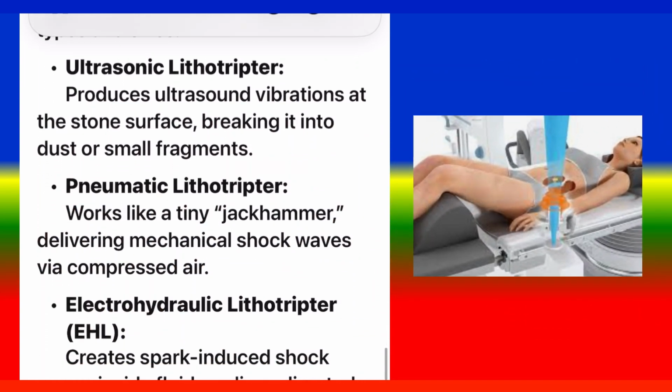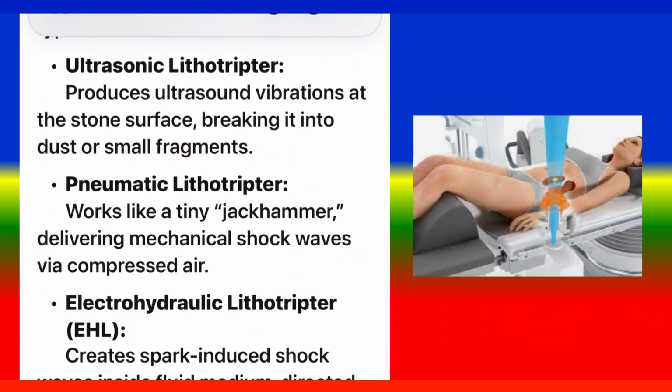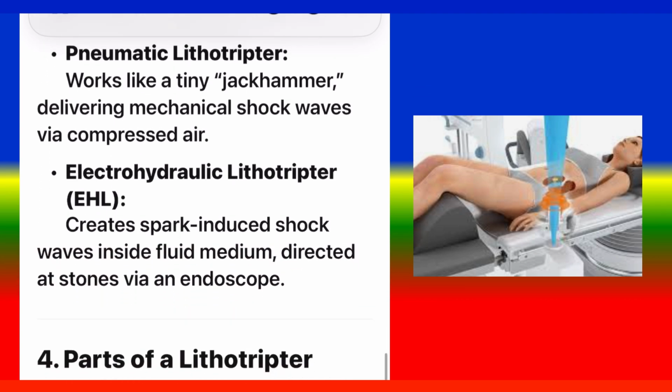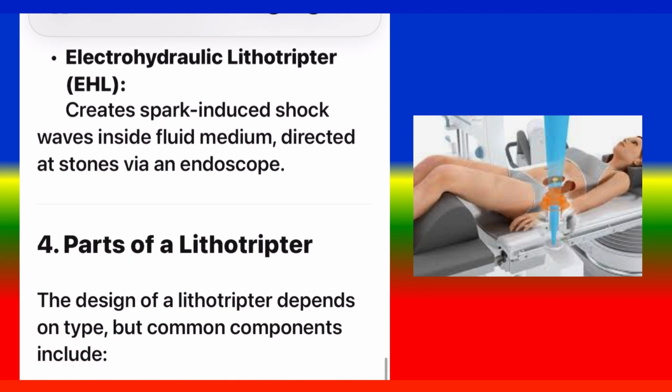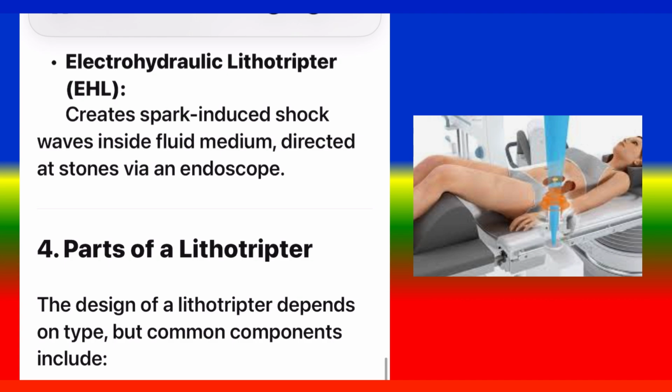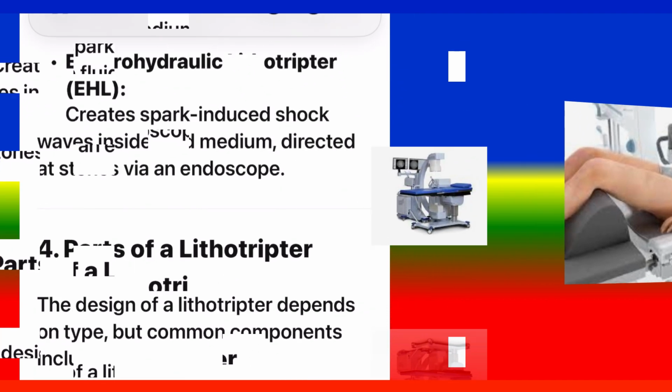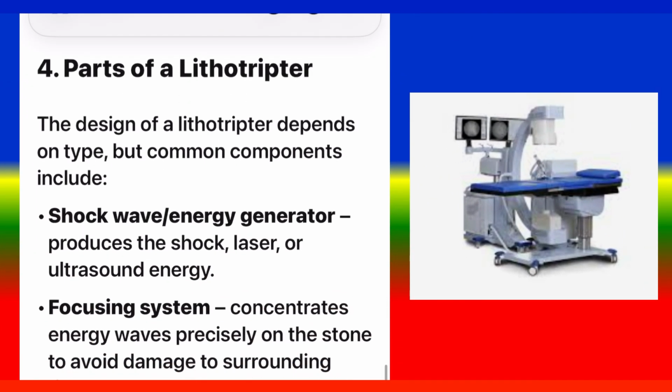Ultrasonic lithotripter produces ultrasound vibrations at the stone surface, breaking it into dust or small fragments. Pneumatic lithotripter works like a tiny jackhammer, delivering mechanical shock waves via compressed air. Electrohydraulic lithotripter, EHL, creates spark-induced shock waves inside a fluid medium directed at stones via an endoscope. Number 4. Parts of a lithotripter.